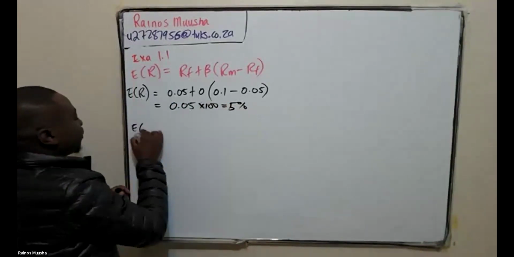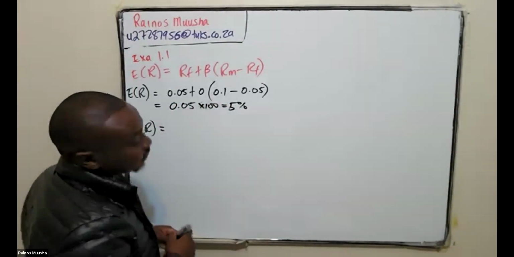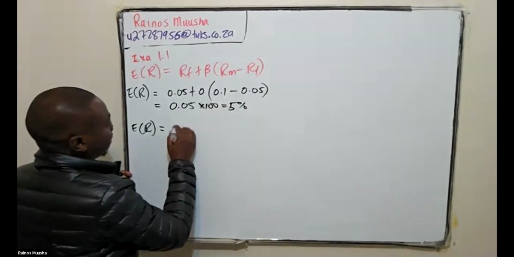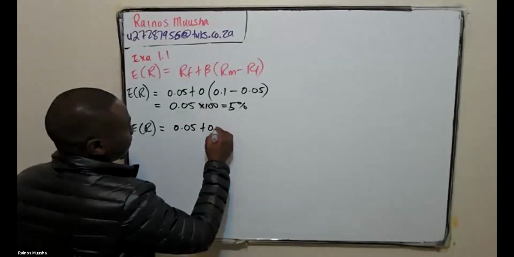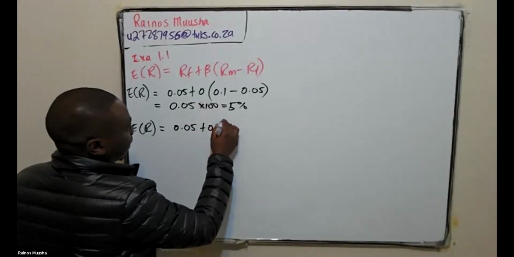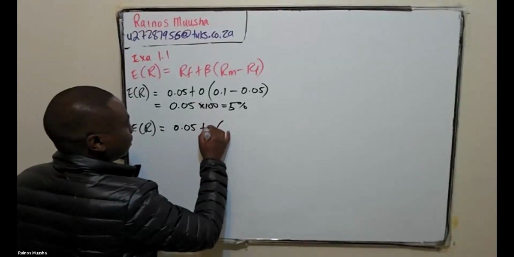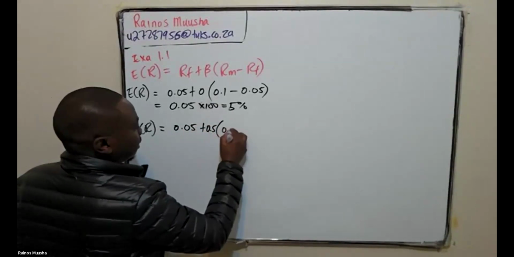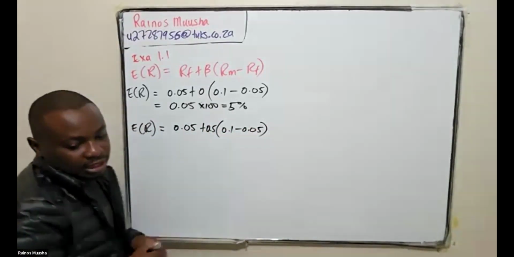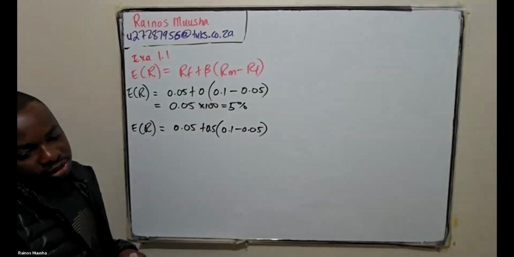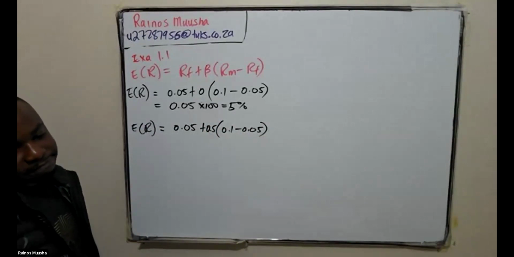Now they also give us another scenario where we are calculating the expected return, given that the beta is equal to 0.5. So it would be 0.05 plus 0.5 in brackets, 0.1 minus 0.05. So given this information, how much would you get as your expected return?